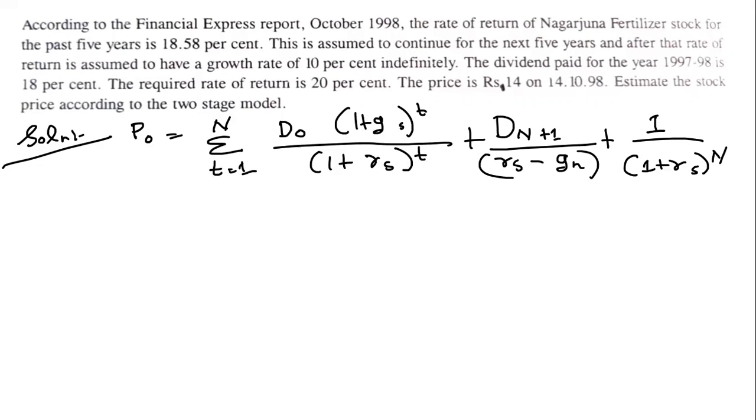Here D0 represents the dividend of the previous period. g is the above-normal growth rate, gs, and gn is the normal growth rate. Rs is the required rate of return. N is the period of above-normal growth, that is capital N. So let's solve it step by step. First we have to go through step 1.